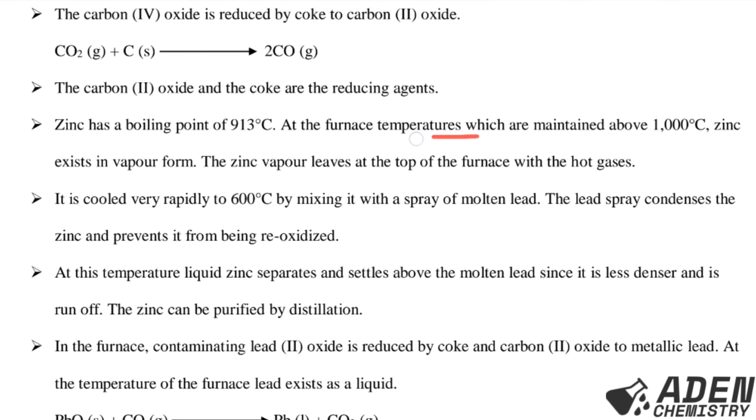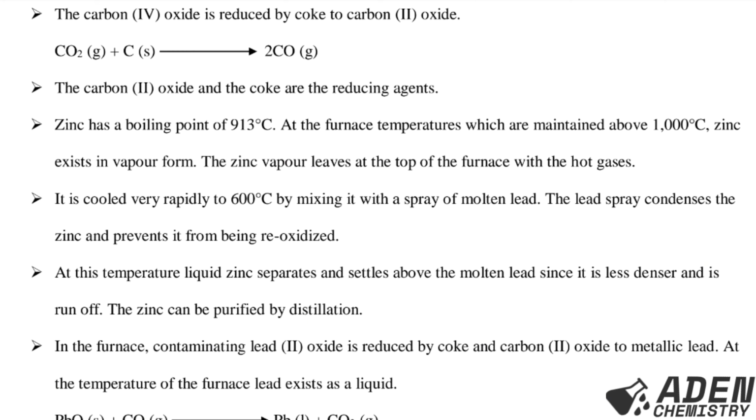So next we are saying zinc has a boiling point of 913 degrees Celsius, and at the furnace temperatures, which are maintained above 1000 degrees Celsius, zinc exists in a vapor form. So learners, during the exam you can be asked to state the physical state of zinc in the furnace. The state of zinc in the furnace is a vapor form, or gaseous form. The zinc vapor leaves at the top of the furnace with the hot gases.